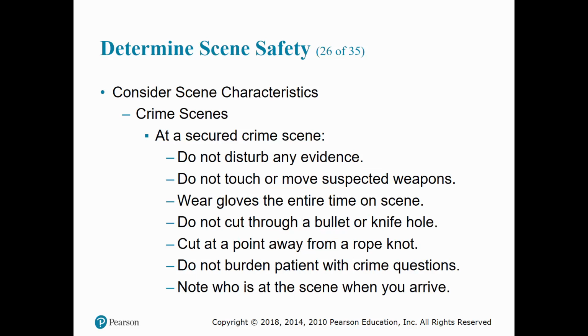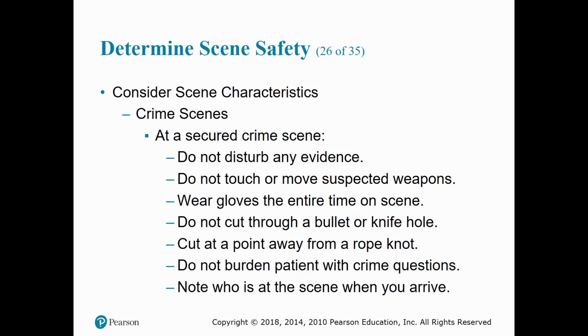Take extreme care not to disturb any evidence that's not directly on the patient's body, whether it's footprints, broken glass, tire tracks, and so on. Never touch or move suspected weapons unless it is necessary for treating the patient's injuries. Many guns found are loaded and extremely dangerous to handle because of the possibility of accidental discharge.